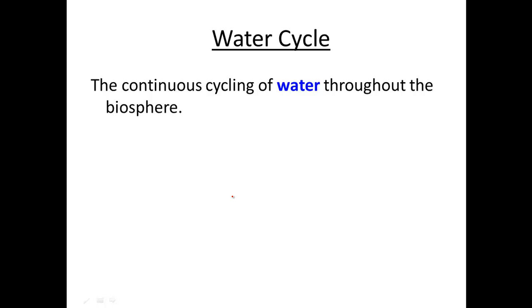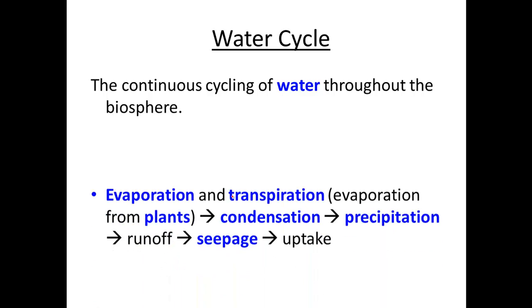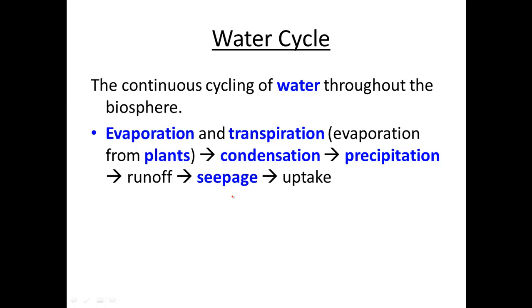So let's first talk about the water cycle. Okay, this is probably one of the easier ones because you guys know all about water, right? These words sound really complicated, but when we look at the picture, it's going to make a lot more sense. Okay, so the terms for the water cycle are evaporation and transpiration, which is just a fancy word for evaporation from plants. Then we have the term condensation, precipitation, runoff, seepage, and uptake. Let's take a look at what those mean in the picture form.